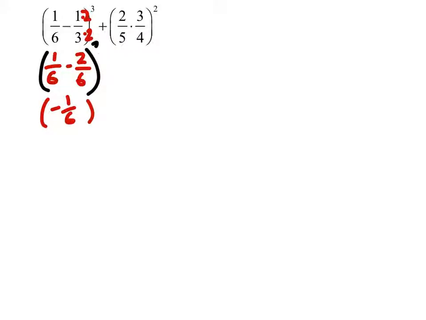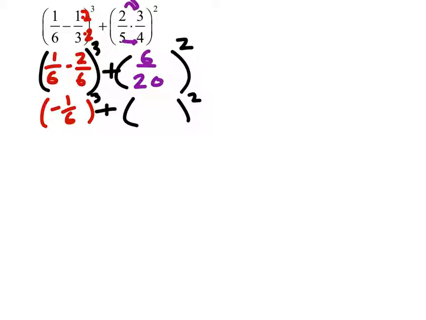Now, yes, that is to the power of 3, and we'll add that to this other set of parentheses, which is multiplication, so that's not too bad. 2 times 3 is 6. 5 times 4 is 20. And we can simplify that, so we probably should. 6/20. Both of these are divisible by 2. So that gives us 3/10. Yeah, that seems like it should be a lot easier to deal with.